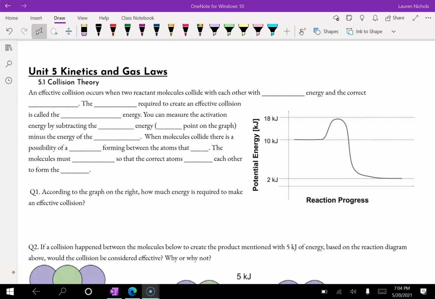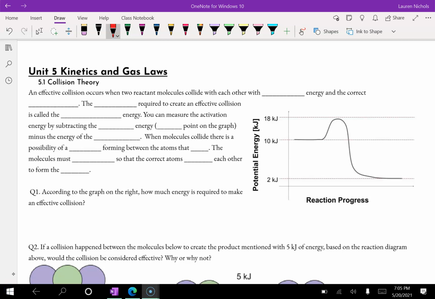All right, everyone. In this video, we are going to talk about the first skill in Unit 5, which is called collision theory. In this, we talked about the theory of collisions and the collisions between molecules. Now, in order for molecules to react, they actually have to collide and hit each other. And we refer to certain collisions as being effective and other collisions as being ineffective.